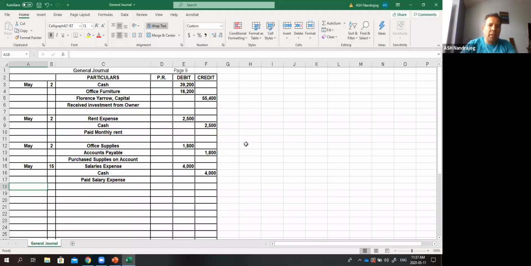Okay, so May 17th, we would say accounts payable, and the amount is $1,200. So we're not paying the full amount, we are paying just $1,200 out of that, and that will be through cash. So cash is being credited.